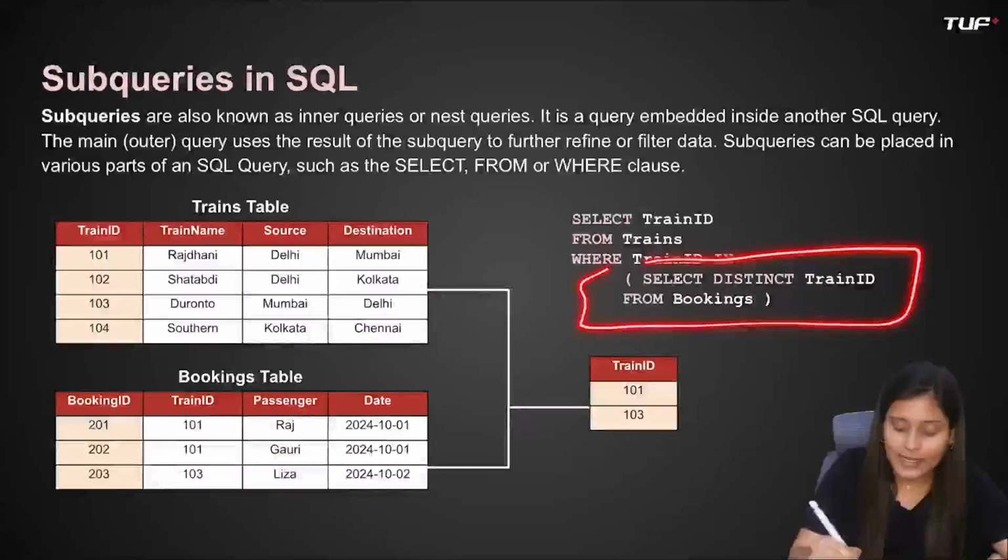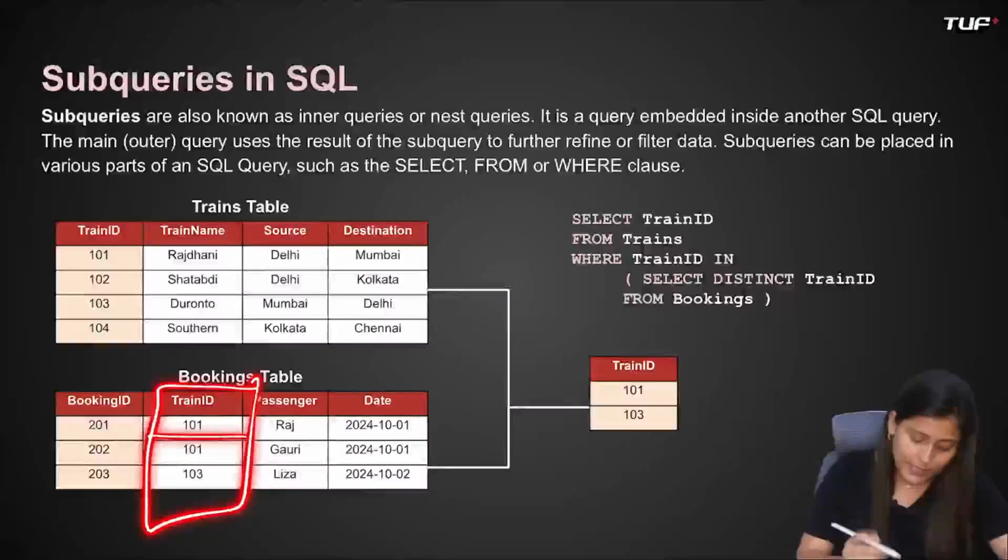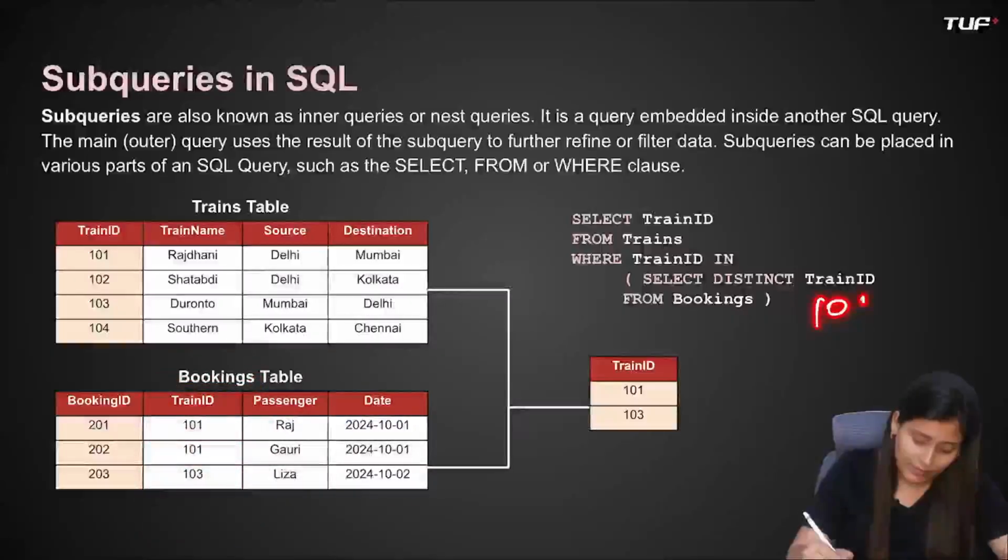That's what we have written here. Select distinct train ID from booking. So we are selecting the unique train IDs from the bookings table, right? In the bookings table, 101 is duplicated, so this will return 101 and 103, right?